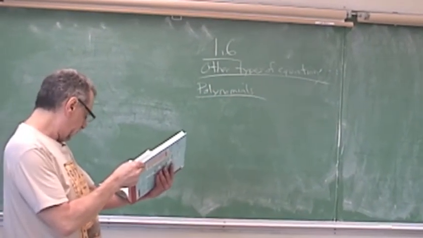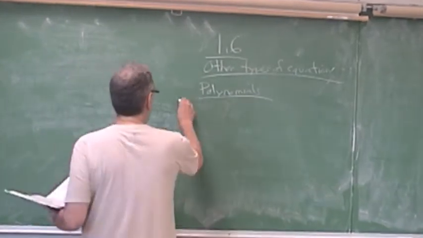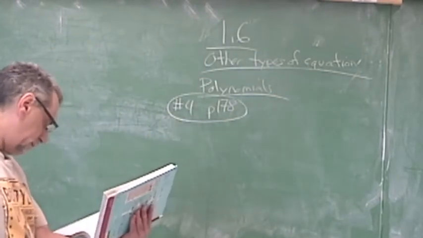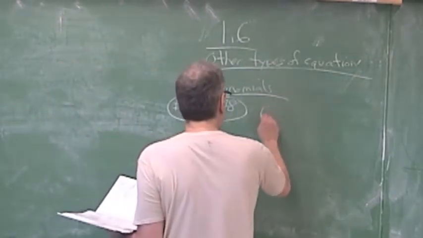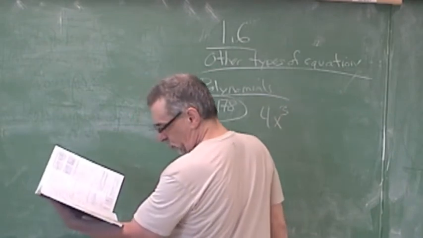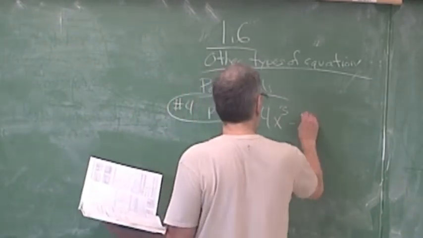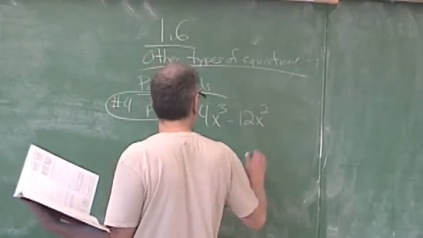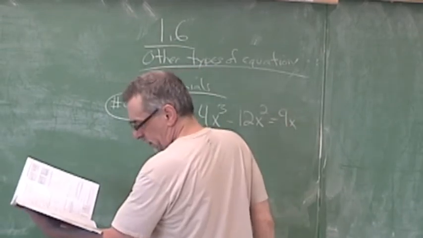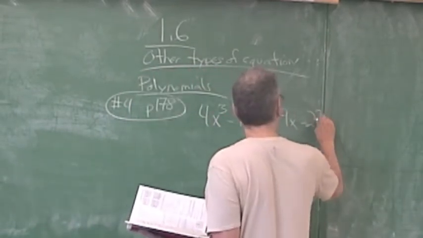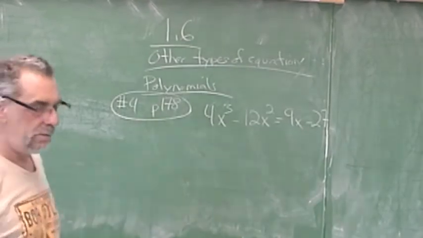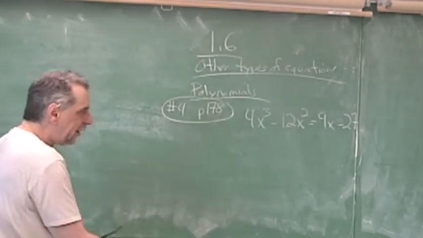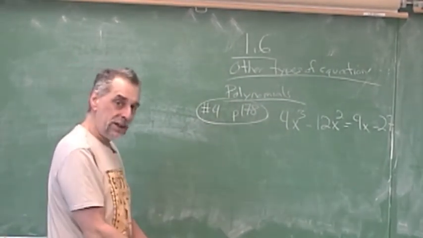All right, so what did we say? Number 4 on page 178. This is an example of a higher degree polynomial than we've dealt with so far. So notice the highest exponent here is 3 on the x, we call this a cubic equation. Again, it's technically a polynomial. X minus 27. All right, so first thing we want to do, similar to what we did with the quadratics, is bring everything over to one side and set it equal to 0.